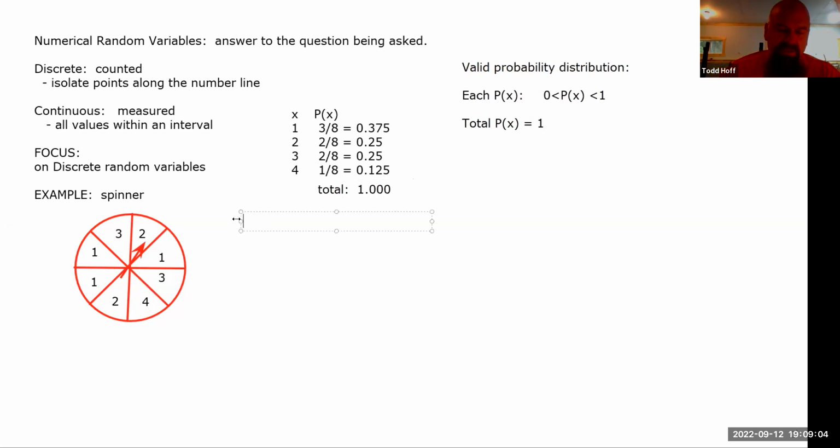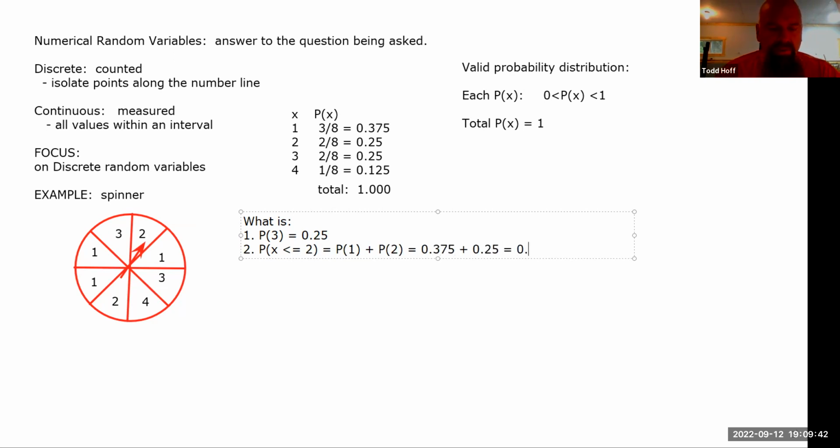So we can ask questions like, let's do a probability of getting 3. Well, we just read that right off the table, 0.25. Those aren't very interesting. If you're getting the probability of a single value you can just read it out of the table. So what's the probability that X is less than or equal to 2? Well, less than or equal to 2 would be a 1 or a 2. So it's the probability of 1 plus the probability of 2, which would be the 0.375 plus the 0.25, which adds up to 0.625.